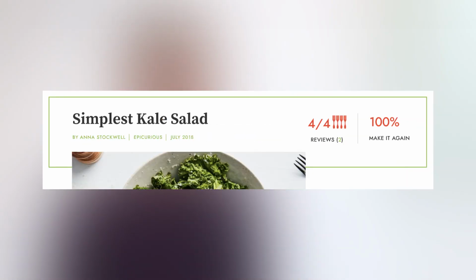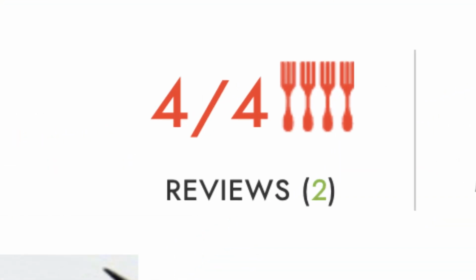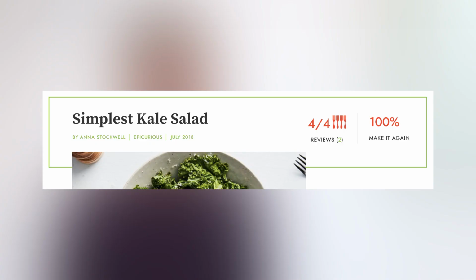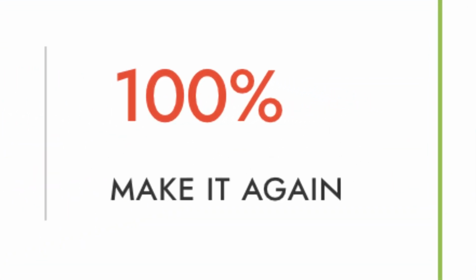When Epicurious users rate a recipe, they can give it a score out of 4 forks, which is a nice touch for the cooking theme, but pretty much the same thing as your standard 4 or 5-star rating. What's more interesting is that they show the percentage of users who would make this recipe again. I think that's an awesome design decision, and here's why.